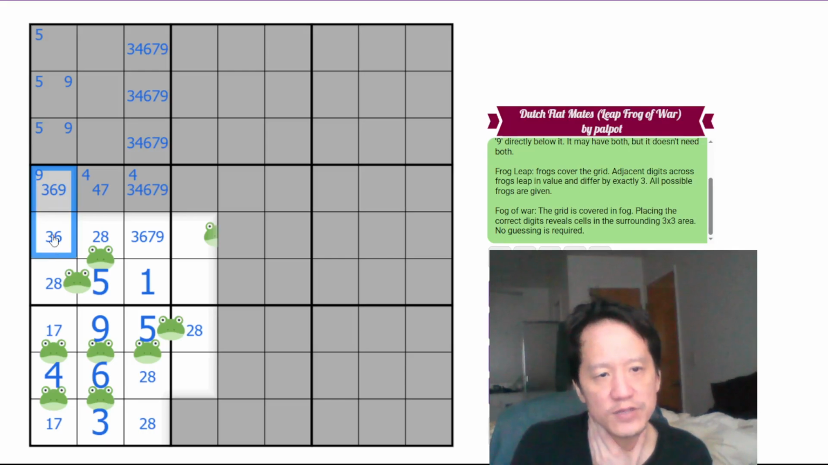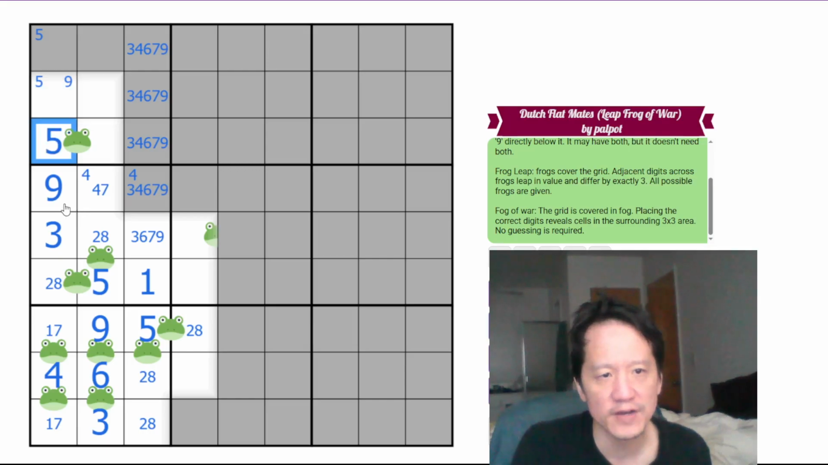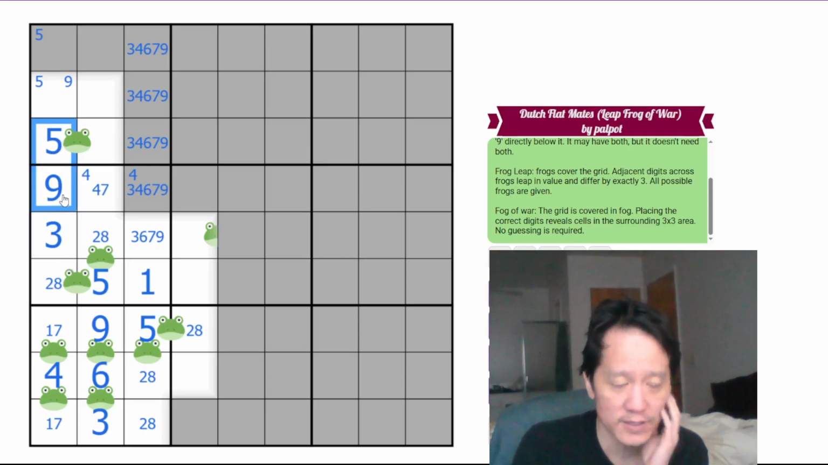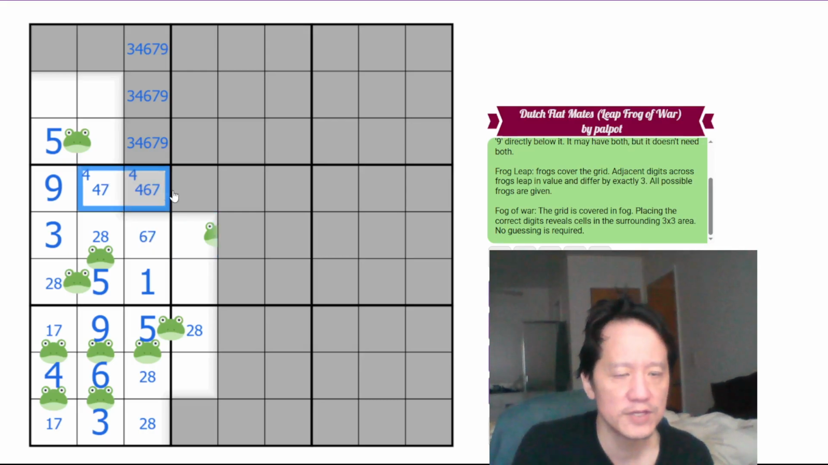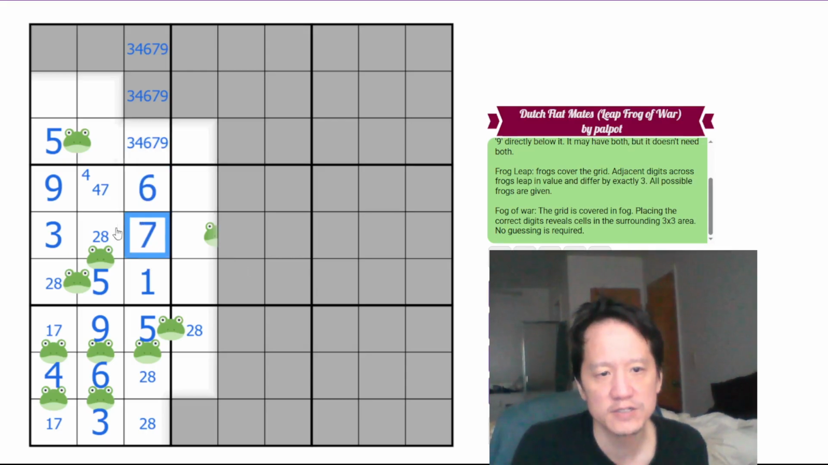If 6 is either of these, then there would have to be a frog here in between these 2 cells, but there isn't. So 6 cannot be either of these. Therefore, this must be exactly 3 and 9, which makes this a 5, because the 5 again in this column has to have a 9 directly below it. This can no longer be 5 or 9 here. This can't be 3 or 9. So this has to be 6 or 7. This cannot have a frog between them. So it cannot be 4 or 7 here. So this must be 6, which makes that a 7, which makes that a 4.